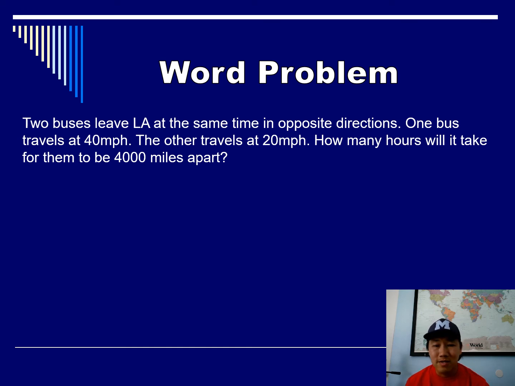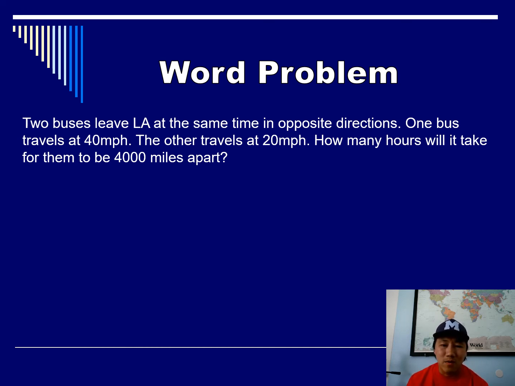You have those two buses again that go left and right, leaving LA at the same time in opposite directions. One bus travels 40 miles an hour and the other one is 20 miles an hour, and they're going opposite directions. How many hours is it going to take for them to be 4,000 miles apart?